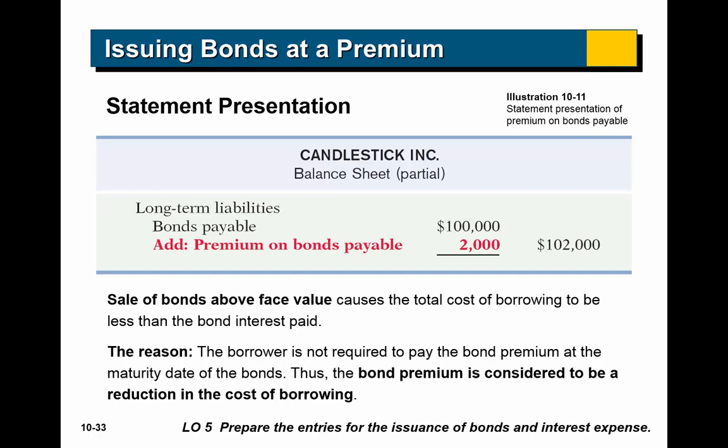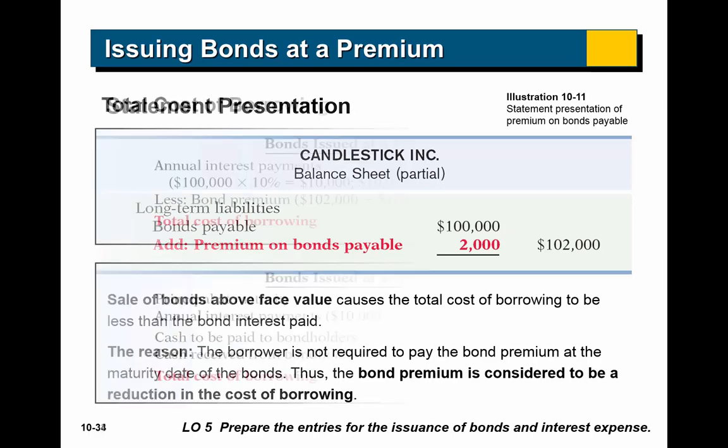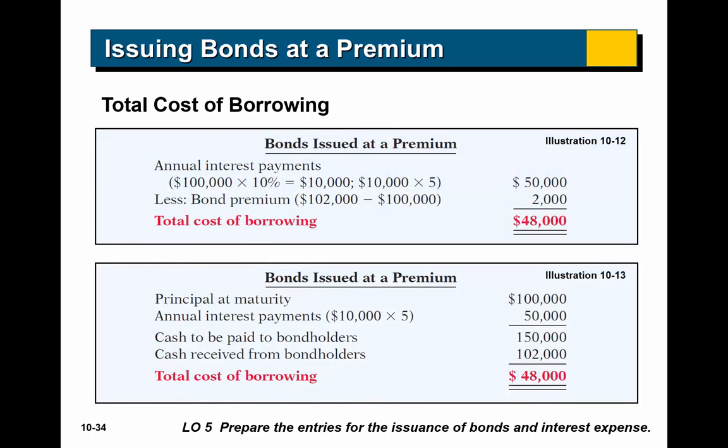Sometimes bonds are sold at a premium. So if you were able to collect $102,000 by selling the bonds at 102, then this is how it would look. And if you're able to do that, your interest payments would still be based on the face amount, $100,000 times 10%, or $10,000 a year, times 5 years, $50,000 total.